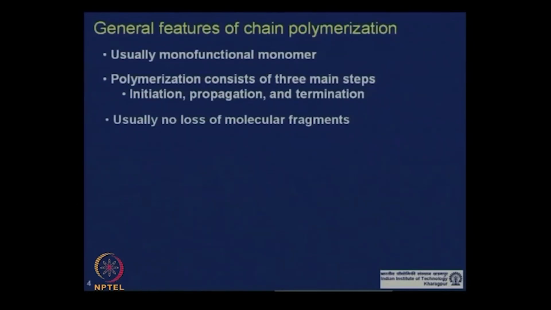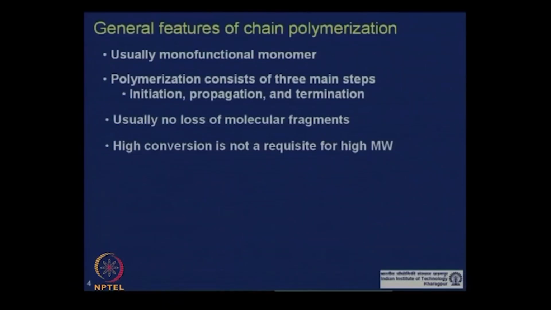We will come back to the general features of chain polymerization. By this time we know that we can build linear polymers in chain polymerization from a monofunctional group. Then chain polymerization usually consists of three main steps: initiation, propagation and termination, and usually there is no loss of molecular fragments. Like in case of step polymers, we had small molecular condensates coming out during the polymerization process, but in this case there is no loss of fragments.